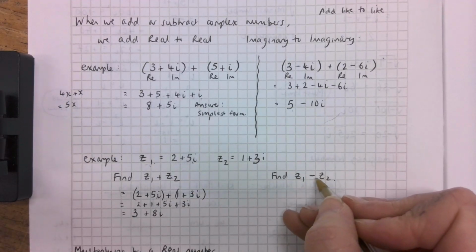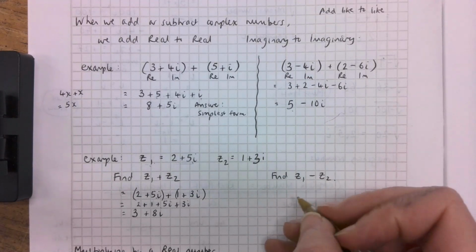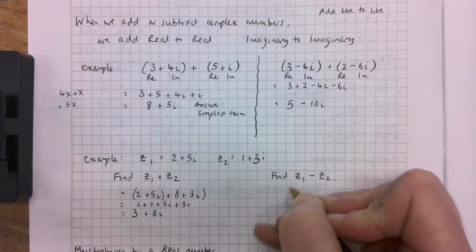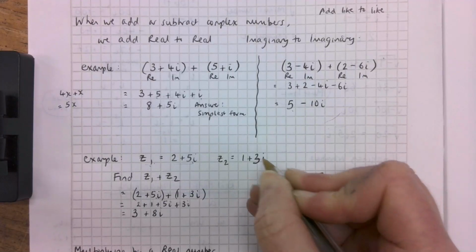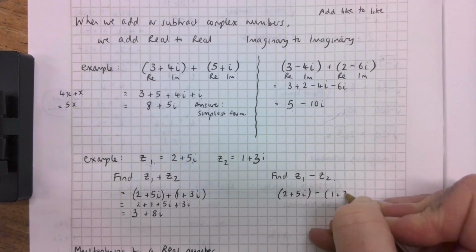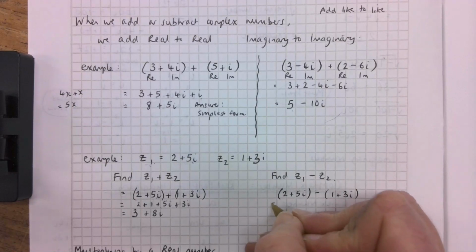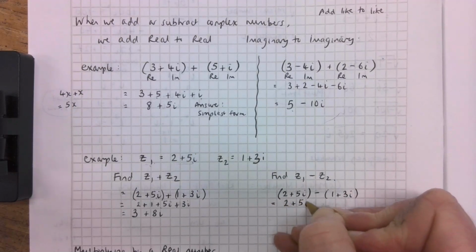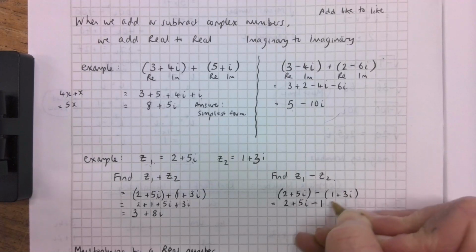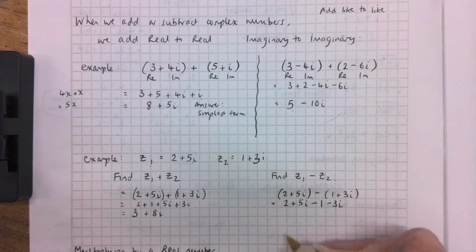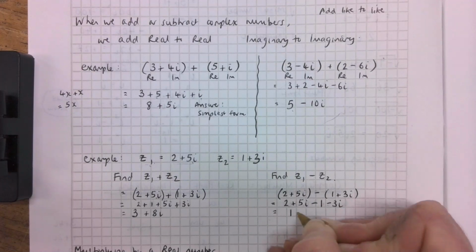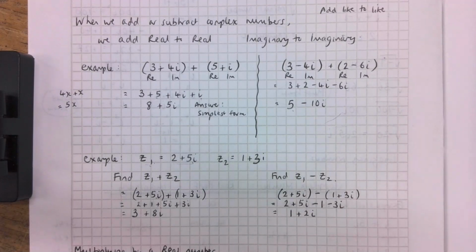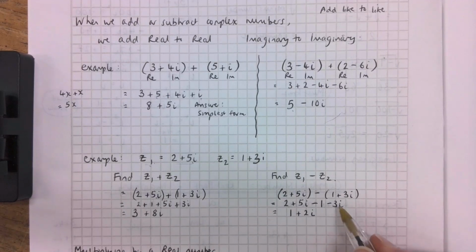z1 - z2. So subtracting complex numbers is the same idea. Let's write down what z1 is. 2 + 5i. Subtract 1 + 3i. So that's 2 + 5i - 1 - 3i. So I have 2 - 1 is 1. 5i - 3i is 2i. You might want to go back over that in the video. Just watch that again and see how it works.